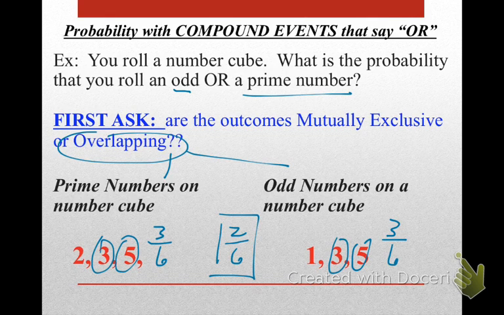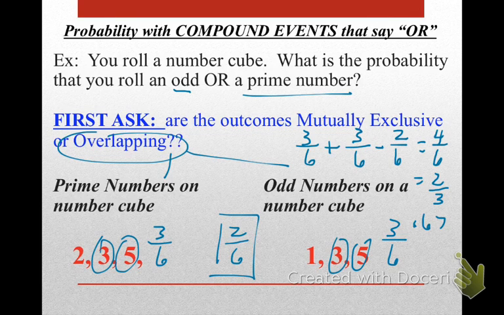So when we figure the probability, we're going to take the probability of prime numbers, add it to the probability of rolling an odd number, and then subtract the probability of something being both, because we do not want the chances of both happening. We want the chances of one or the other occurring. So that will give us 4/6. First of all, reduce, that would be 2/3. And then as a decimal, that's 0.67, and as a percent, that's 67%.